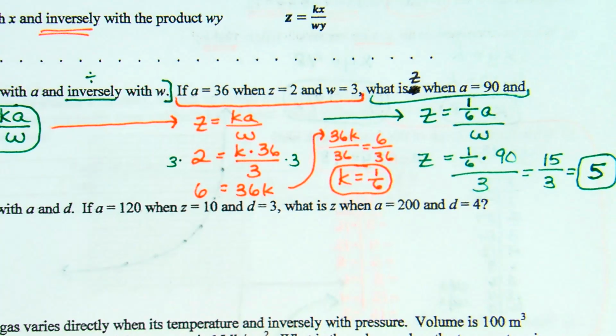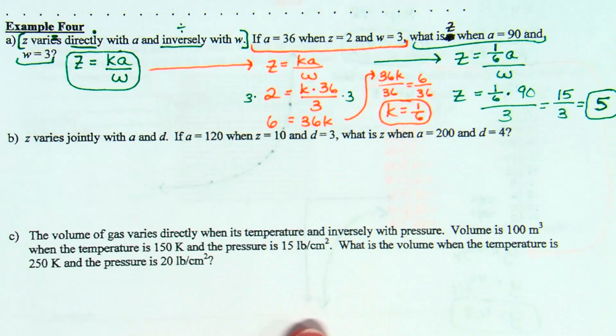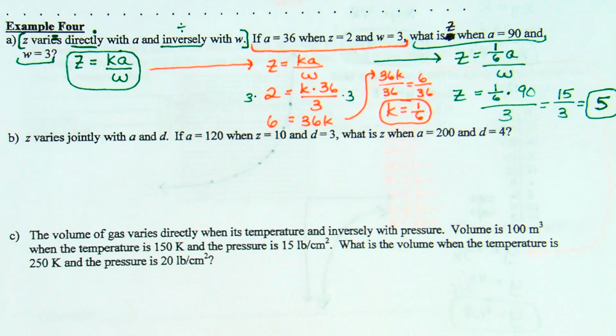Z varies jointly with A and D. Z varies. What am I going to use for varies? Equals. So Z equals. Jointly with A and D. What did I say about jointly? It's the same idea as directly. It's just that there are 2 variables instead of 1. So directly, and when we do direct variation, what do we do?